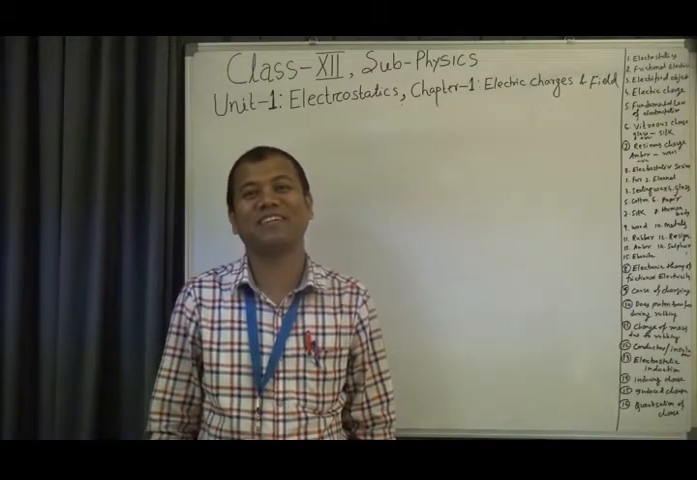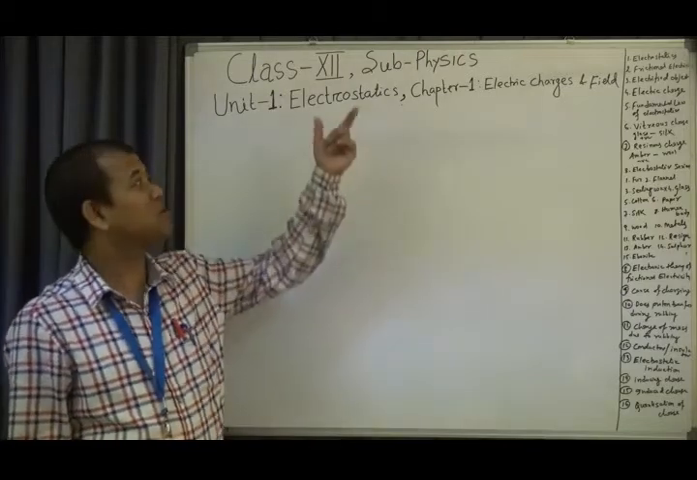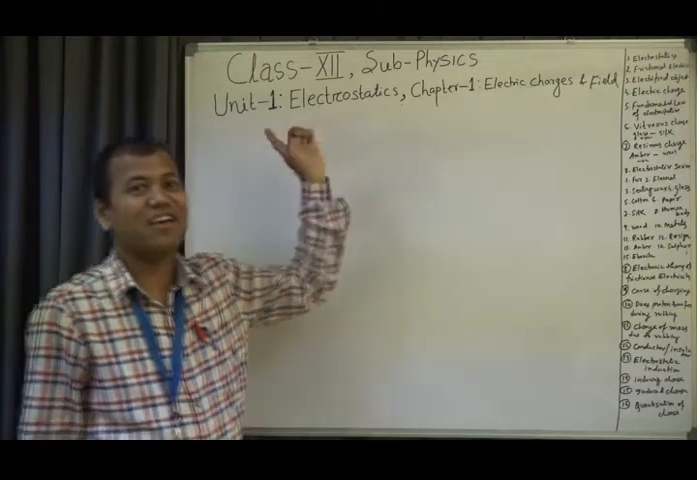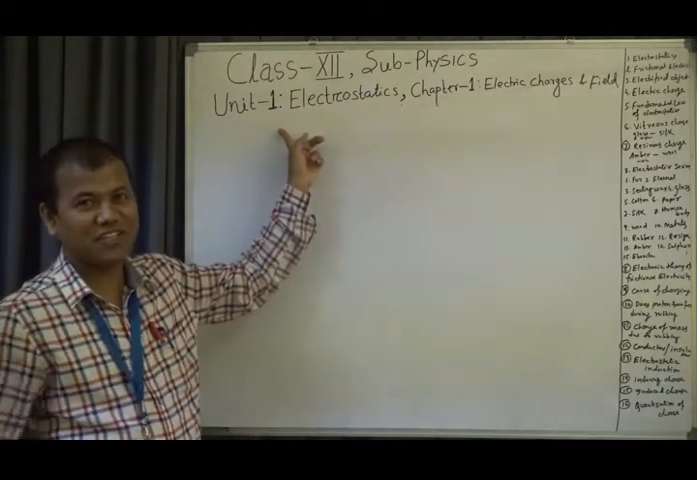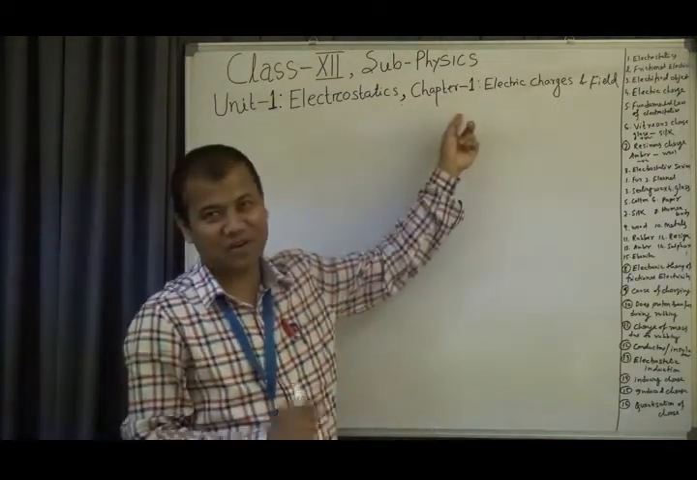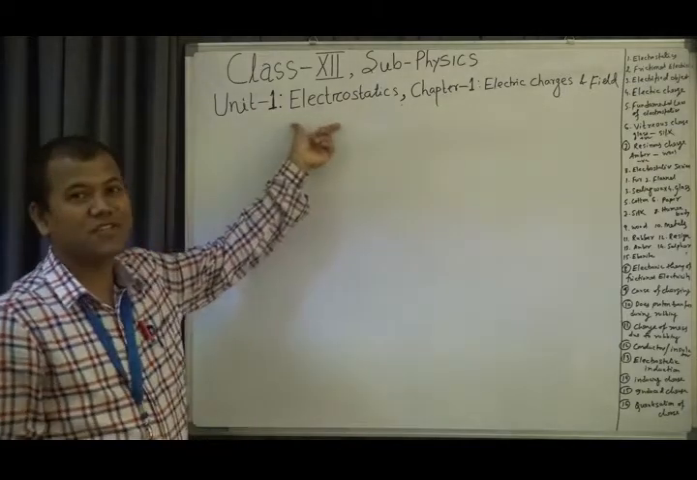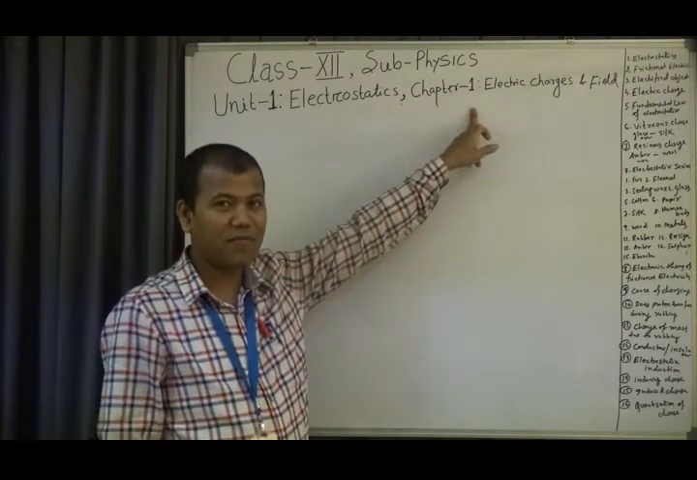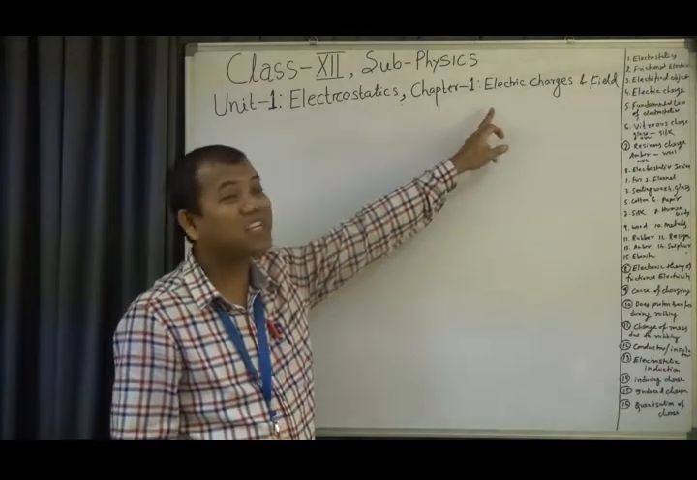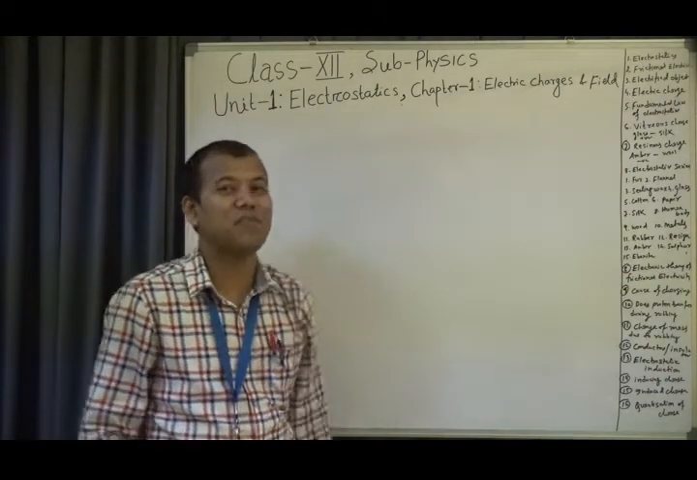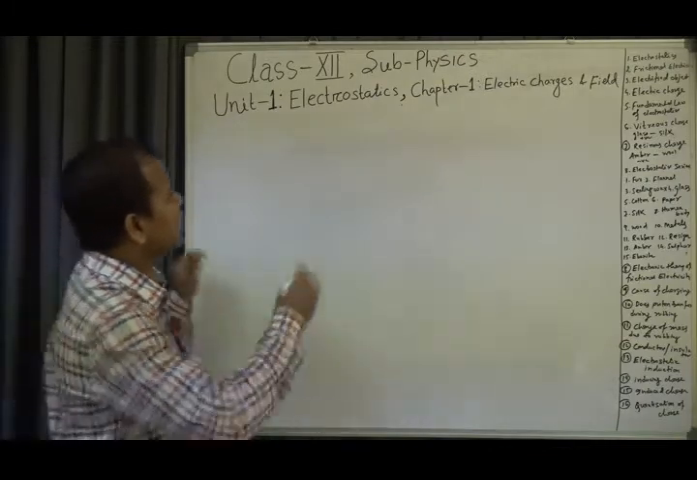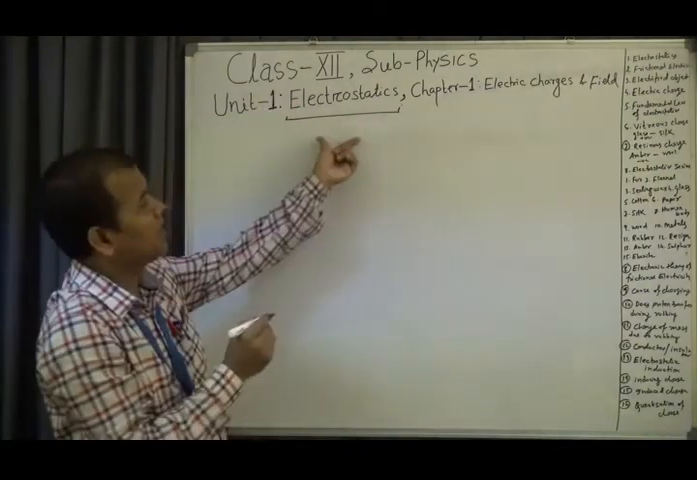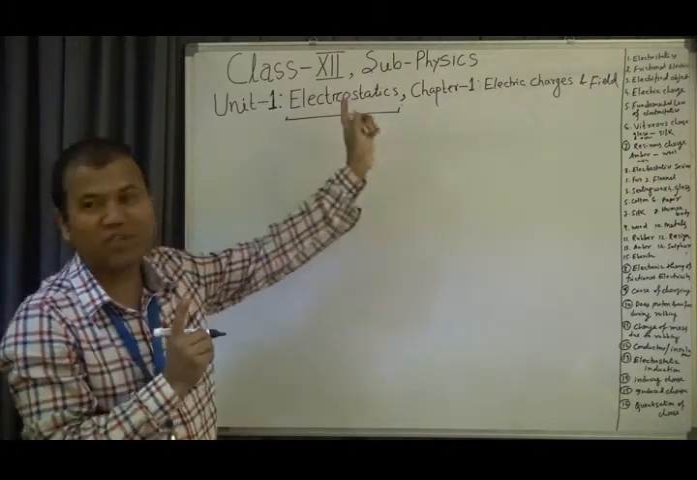Hi students, today I shall discuss class 12 physics and the first unit, first chapter, okay. The first unit is electrostatics, and the first chapter of that unit is electric charges and field, okay. First of all, we should know the meaning of the unit, then the meaning of the chapter.